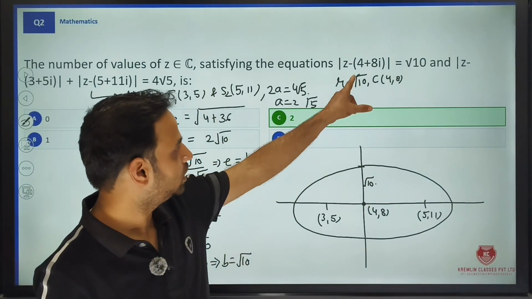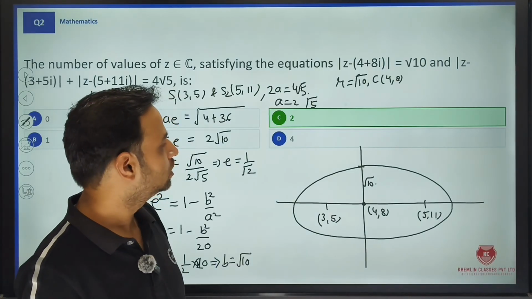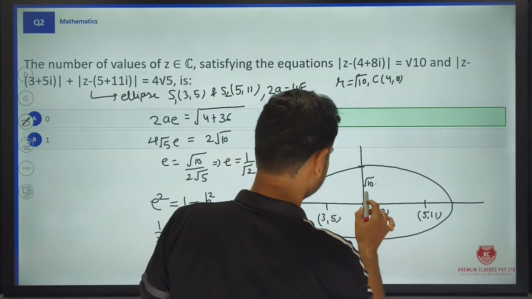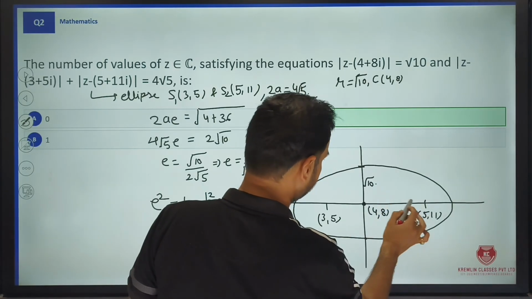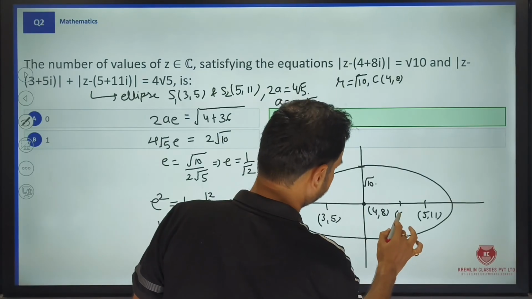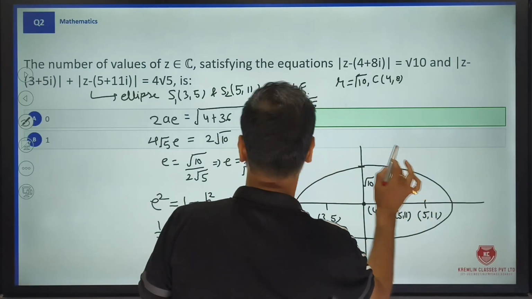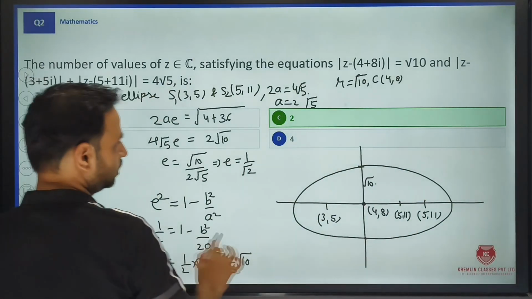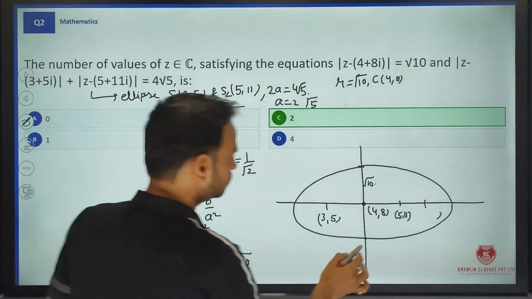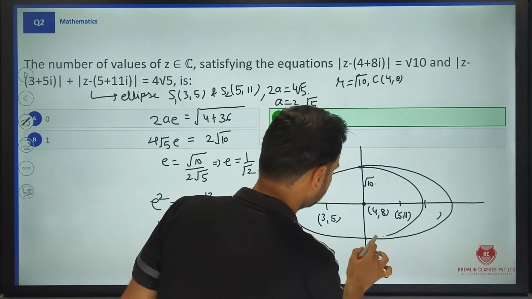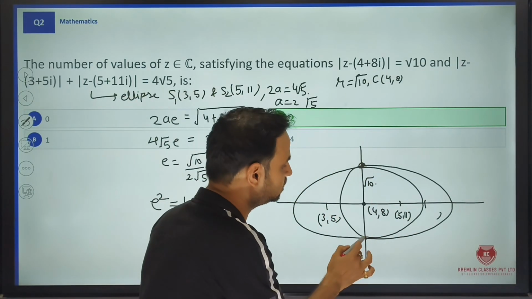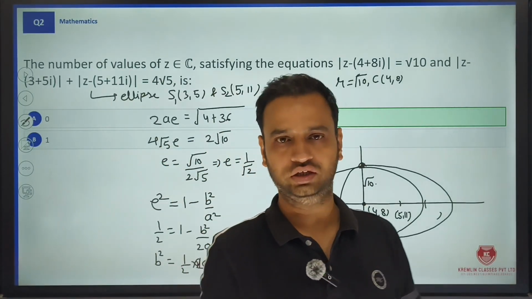So now get back to the circle. Its radius is root 10. We can see where root 10 falls. Root 10 falls here, and the circle will be somewhat like this, it is 5, 11. I am taking it and rubbing it because the figure may look like an ellipse, but it is a circle. So now this is the circle. We can clearly see the circle is touching the ellipse at 2 points only.